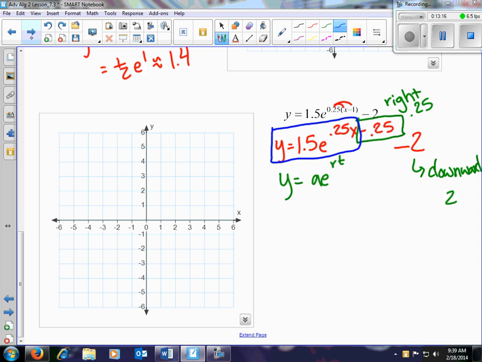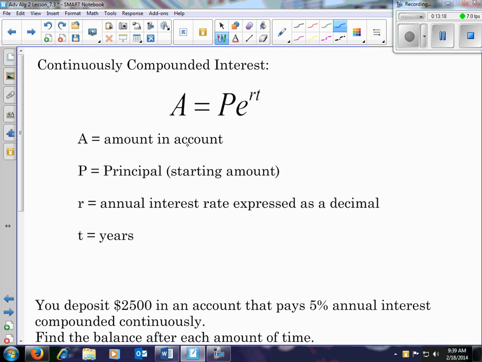Okay, last example, your favorite, word problems. So continuously compounded interest, we're going to use this formula A equals Pe to the rt. A lot of people say A-PERT to help you remember. A is going to be the amount in the account, and P is going to be the principal, which is the starting amount, which is kind of like our initial. Just like in our other equation, it is going to be our initial. And then r is our annual interest rate expressed as a decimal, and t is years.